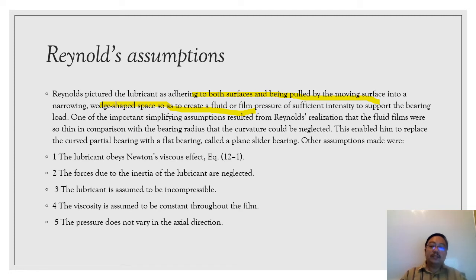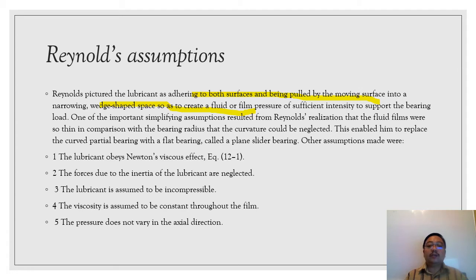You go back to the picture, figure 12.8, the up position. When the shaft is at the up position, the pressure goes up like in the picture in figure 12.8. You can pause the video and go back to figure 12.8. You can see the wedge position. This is an assumption made by Reynolds. The lubricant obeys Newton's viscosity law. The forces due to inertia are neglected. The lubricant is assumed to be incompressible.